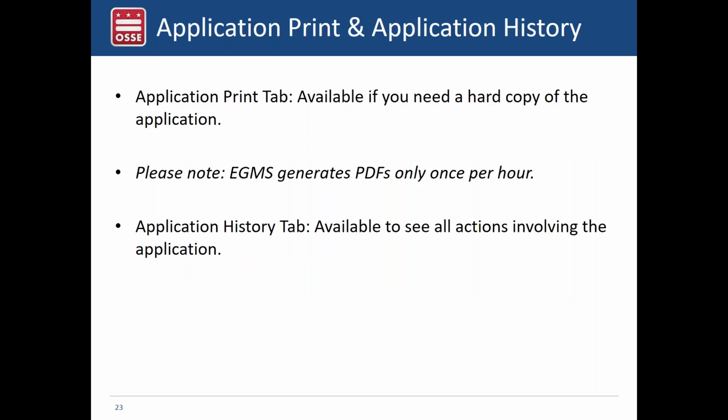Then for the application print and application history tabs, these tabs are just available if you need a hard copy of your application. Just note that the EGMS generates PDFs only once an hour. And then the application history tab can be available if you wanted to see all actions involving your application.